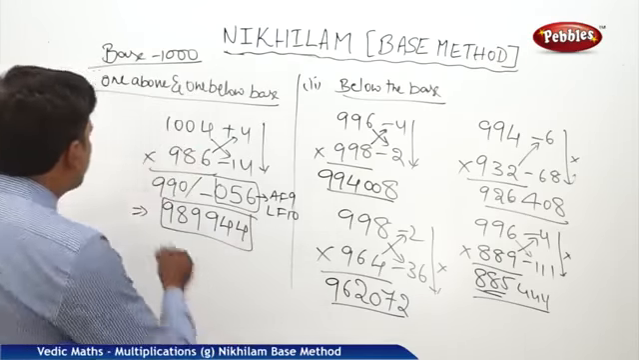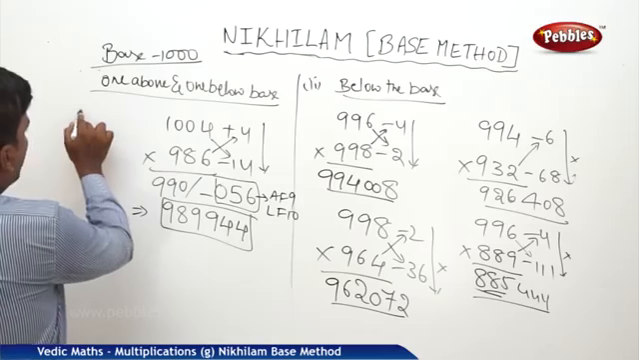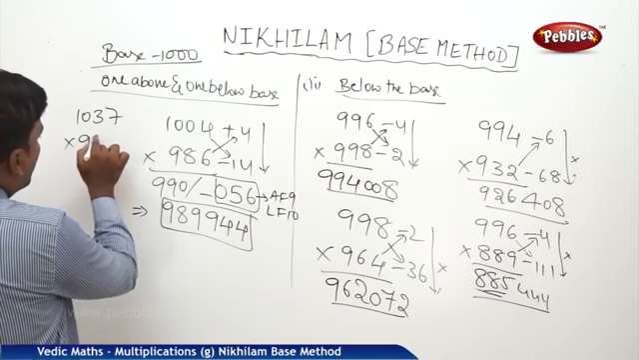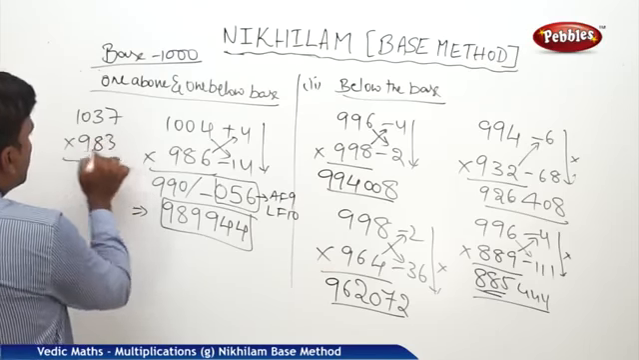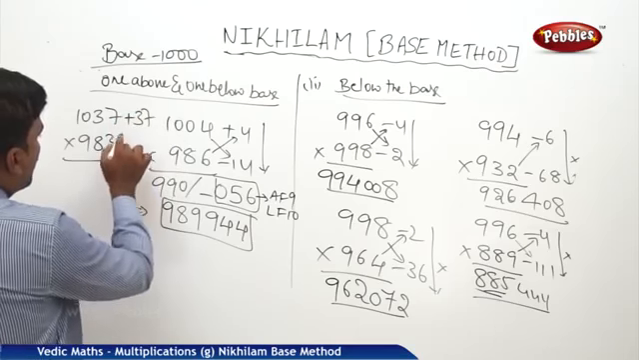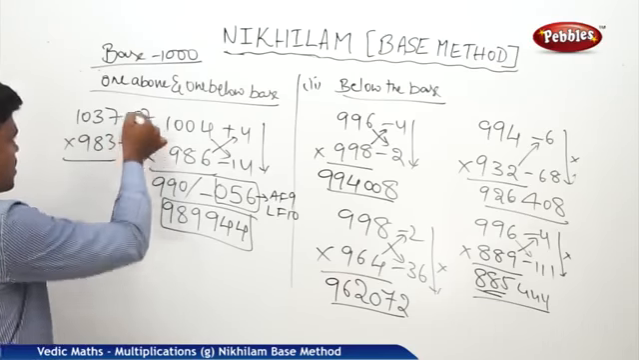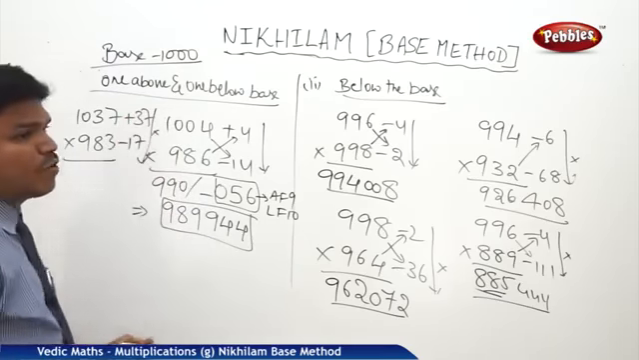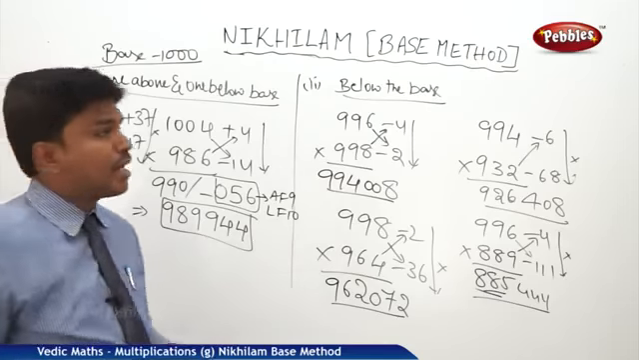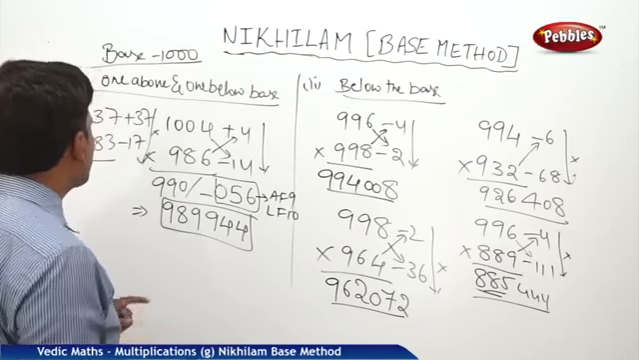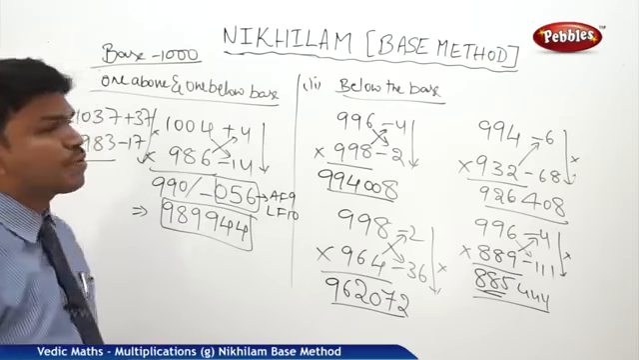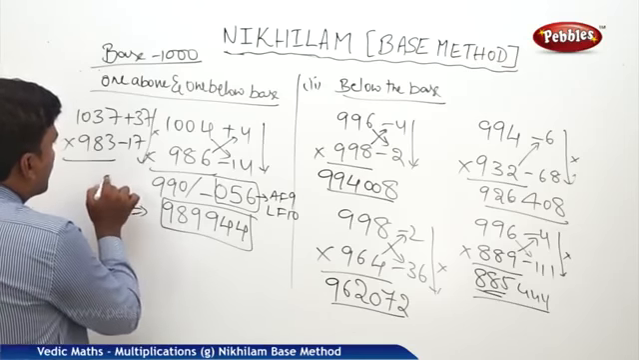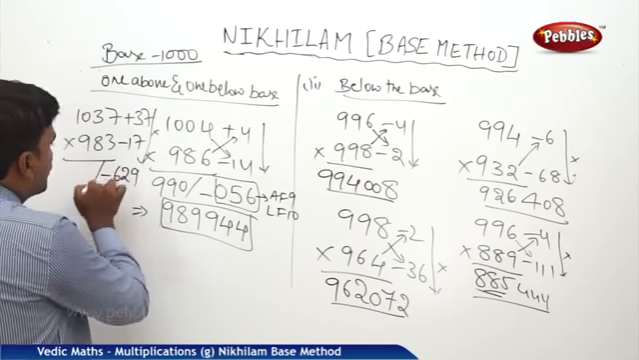One more example. Suppose let us take 1037 into 983. So how much is it? Plus 37, and how much is it? Minus 17. You need to multiply both, 17 into 37. How will you multiply? You can calculate in the mind. So 510 plus 119. How much will you get? It is 629. Minus 629 you are going to get.